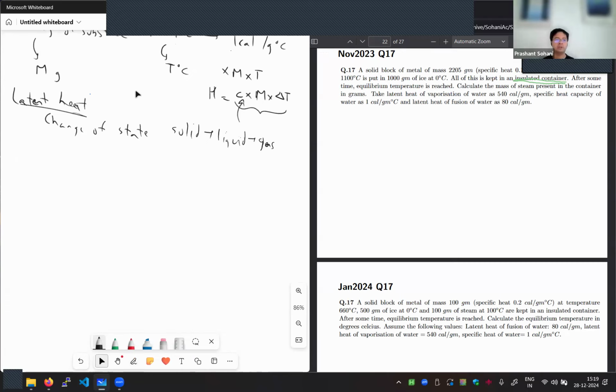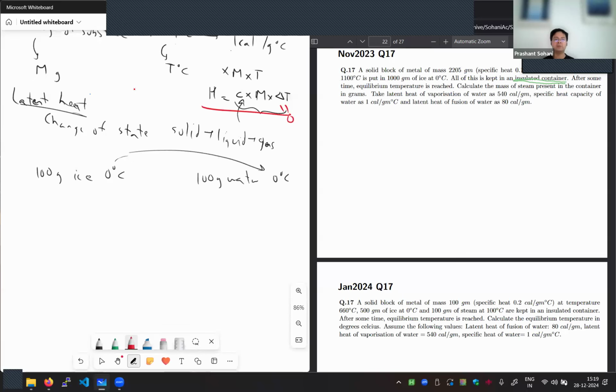If you have 100 grams of ice at 0 degrees Celsius, and I start to warm it up, after a while it will become 100 grams of water, but it will still be at 0 degrees Celsius. So there is no change in the temperature. If there is no change in temperature, I cannot use this formula because then delta T is 0. But in this process, the ice is still absorbing some heat.